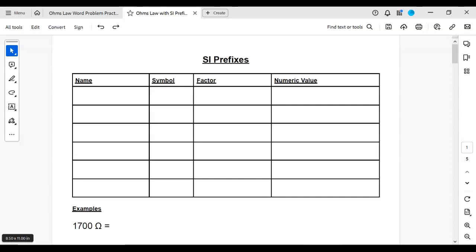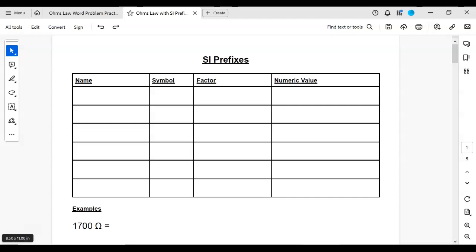Alright, in this video we are going to go over SI prefixes, the ones that we're going to need for this electronics unit. And then we're going to go through some Ohm's law practice, which we did the other day, using these SI prefixes. So to get started, let's actually copy down this table. This is what you're going to need to do all your conversions.